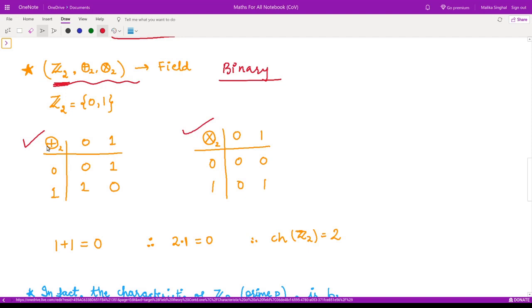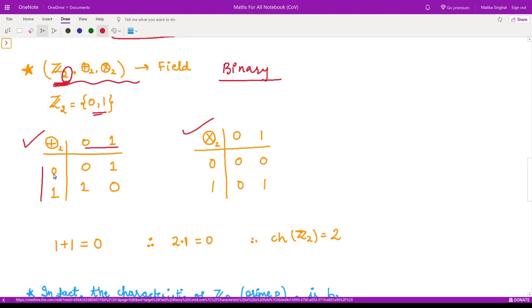You all know how to do that. Firstly, we'll take the addition modulo 2 table. We'll write the set elements here as well as here. Then what do you do? You do 0 plus 0, that is 0. You divide that by 2. What will you get? 0 as a remainder.